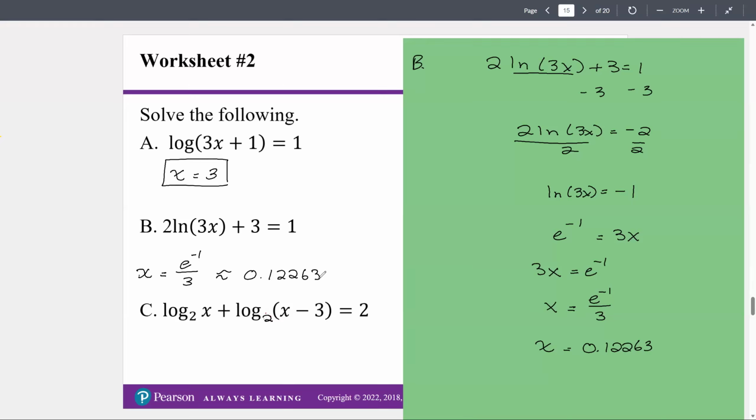And like I said, if you want to, you can always double check it and plug 0.12263 back into the equation and see if it actually is going to give us about 1. Let me see, what do I get when I do it? Yeah, I get 1.00006. So yeah, it's really, really close.